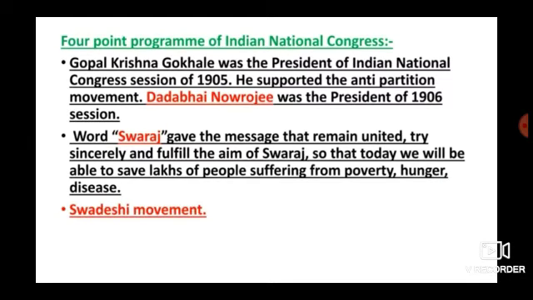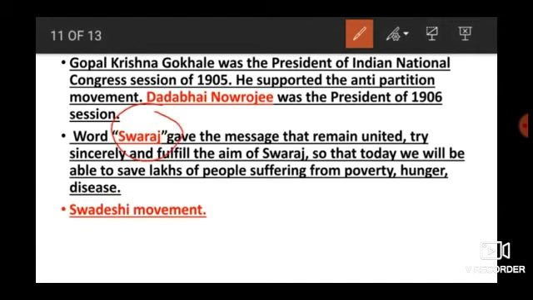Dadabhai Naoroji was the president of the 1906 session. For the first time, he pronounced the word Swaraj from the stage. In his presidential speech, he gave the message that we should remain united, try sincerely, and fulfill the aim of Swaraj, so that we will be able to save lakhs of people suffering from poverty, hunger, and diseases, and India will get a respectable position among developed countries.